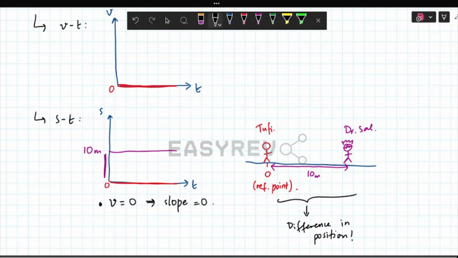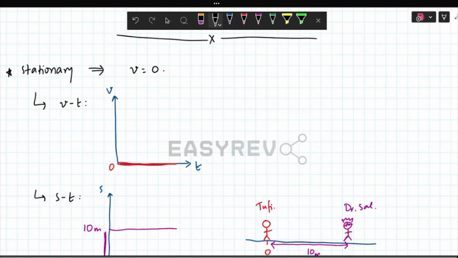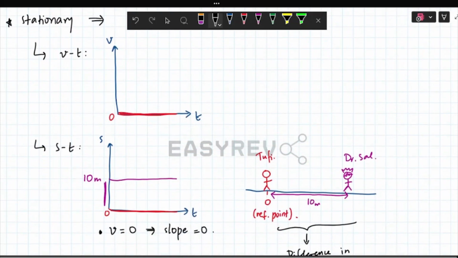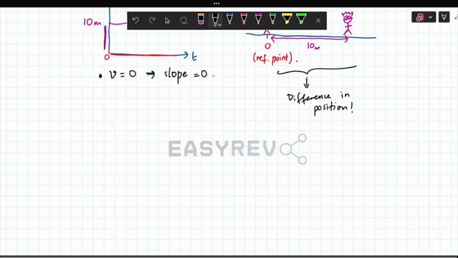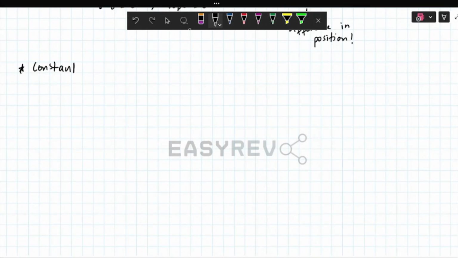Great. Now let's increase the complexity a little bit. After having looked at what a stationary object looks like, now let's see what an object moving with constant velocity looks like. Since we're dealing with an object that is moving with constant velocity, we immediately have to keep in mind that we're expecting velocities to stay non-zero.